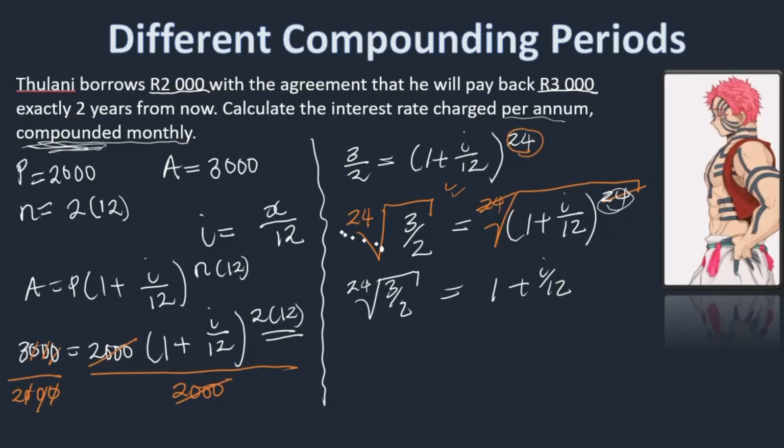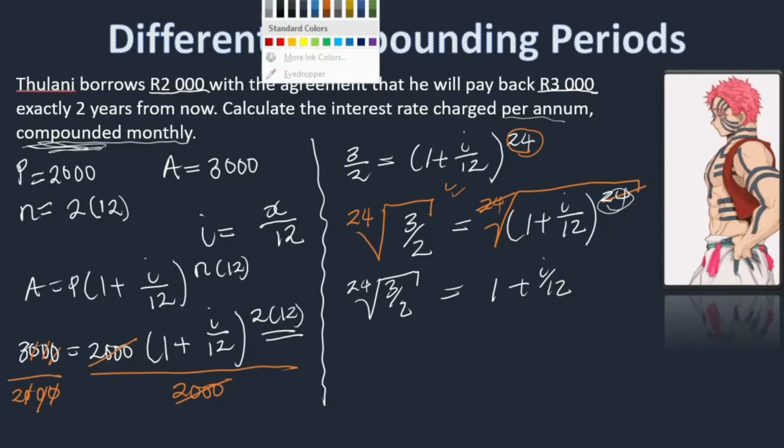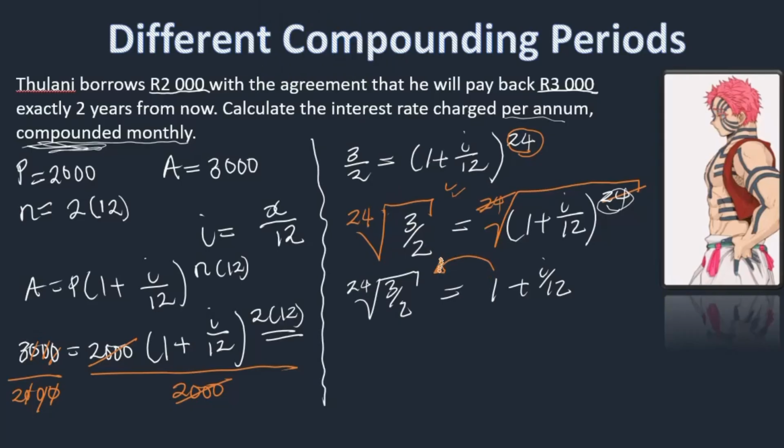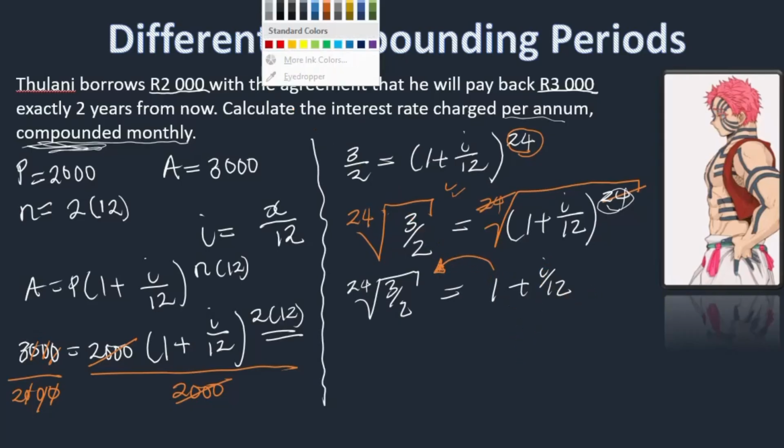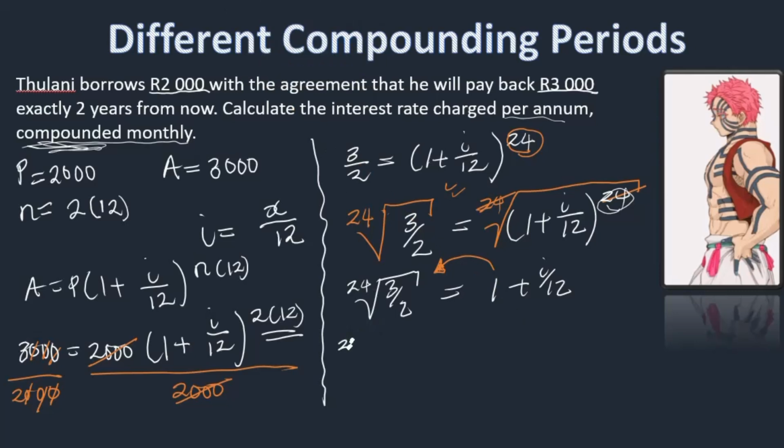Now, what is easier to remove in this case? It is the 1. The 1 should go to the other side, because I'm solving for I, remember that. Here I'll have the 24th root of 3 over 2. The 1 to the other side becomes minus 1. Bear in mind, the 1 is not inside the root, because it came later after the root was put in. This is equal to I over 12.